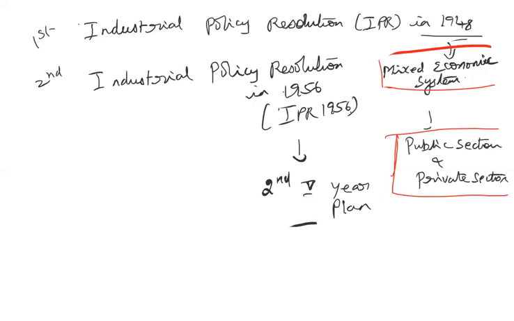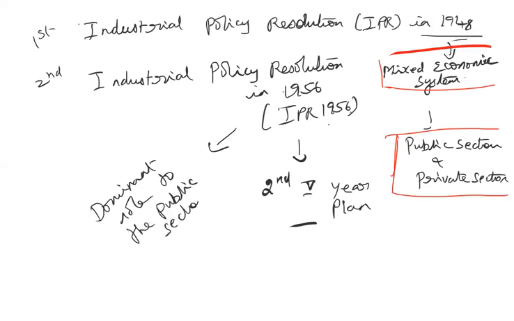In this plan, the government wanted to give more importance to the development of industries, because the first plan was an agricultural plan. So in the second plan, the government concentrated on the development of industries. Simultaneously, the government passed the industrial resolution of 1956. Through this policy, the government gave a dominant role to the public sector.